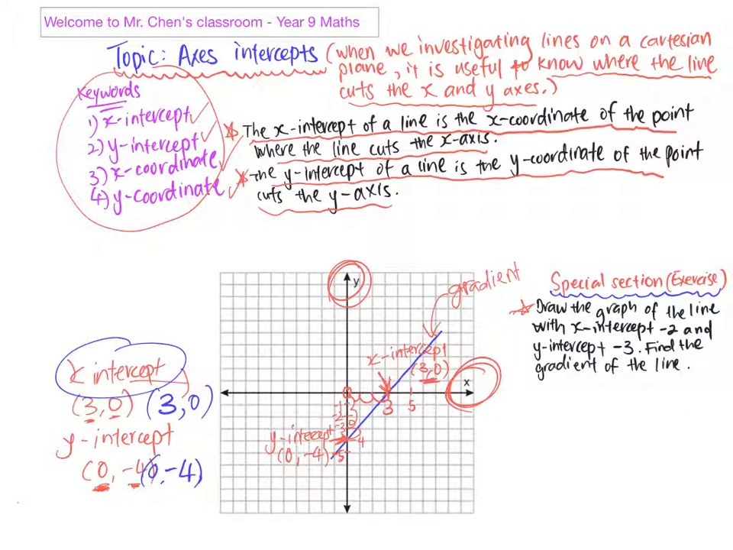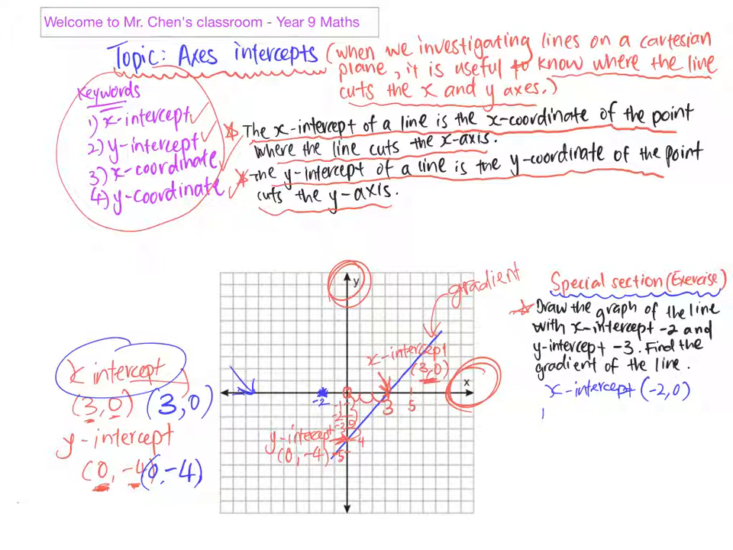So let's draw this one. Draw the graph of the line with x-intercept -2. We need to find where -2 is on the x-axis. Which part of this line has -2? It won't be that one. It has to be on the left-hand side of the origin, which is here. -2, 0. That x-intercept has the coordinates of -2, 0. So -2, 0 is right here.